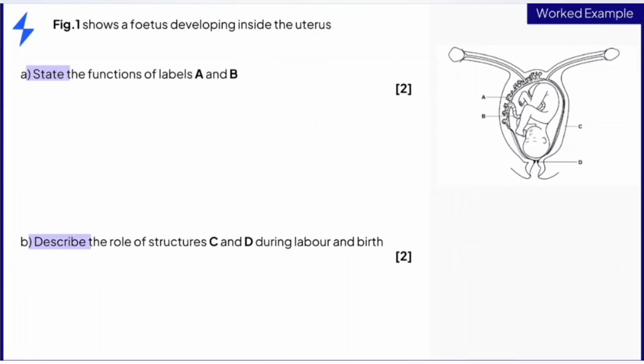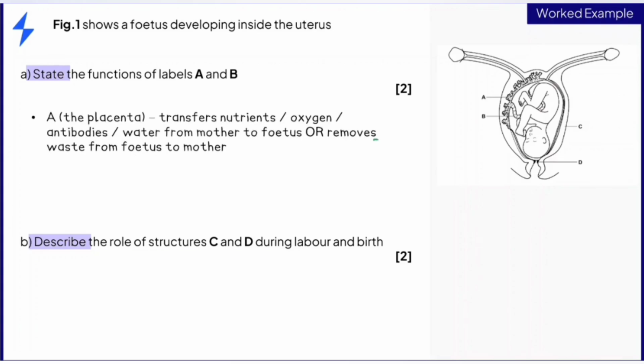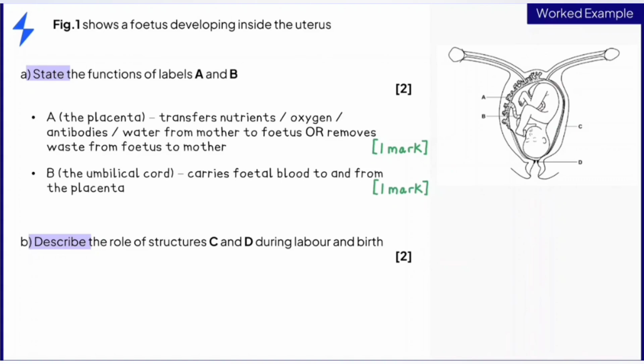Part A is asking about labels A and B. We can see that A is the placenta, and the main function of the placenta is to exchange substances between mother and fetus. We need to be more specific than that to obtain the marks, so we can say that the placenta, or A, transfers nutrients, oxygen, antibodies, or water from the mother to the fetus, or that it removes waste from the fetus to the mother. Label B is the umbilical cord, which carries fetal blood to and from the placenta.